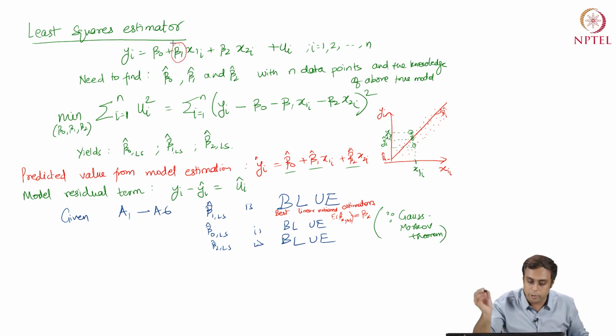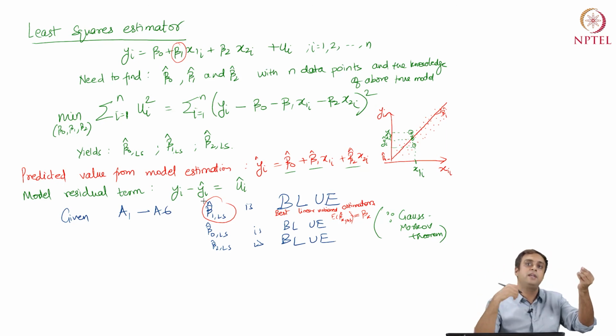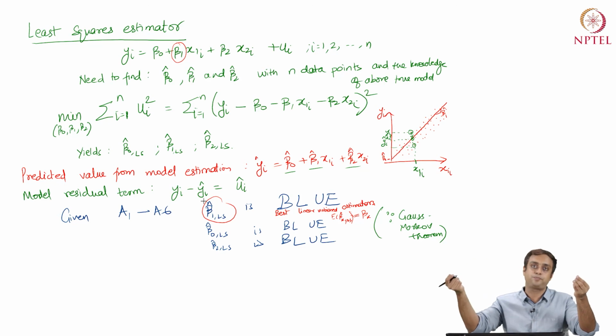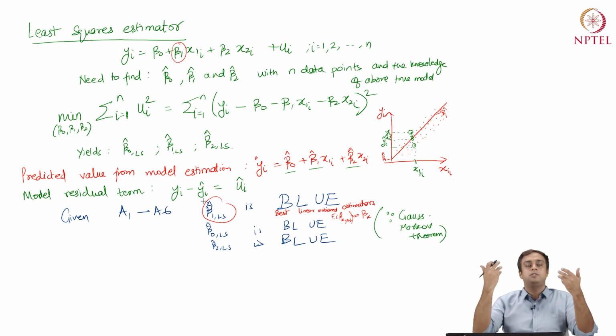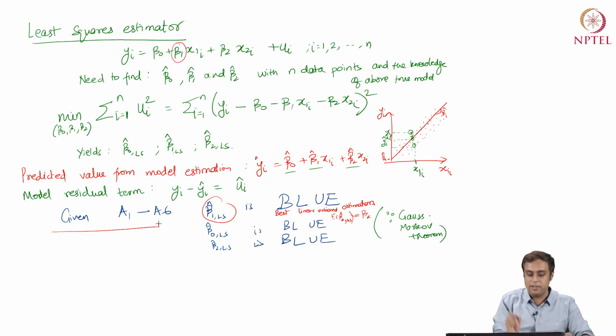Remember, we are looking at the truth as well as at its estimate. The estimate is a function of data. The truth is just the model representation of the real world where yi can be linked with x1 and x2. Once we are given the data, we are getting a representation of beta 0, beta 1 and beta 2. Is it a good representation? Well, it is good given that we have these assumptions satisfied.